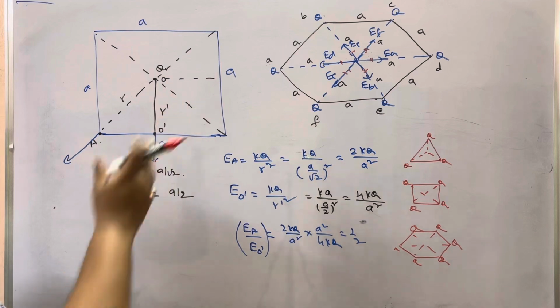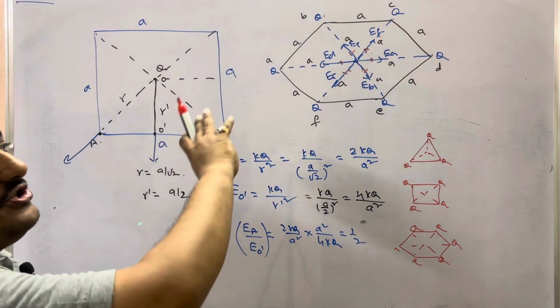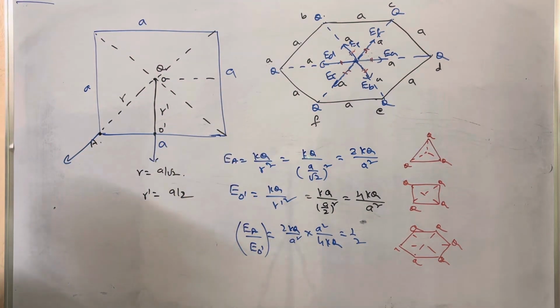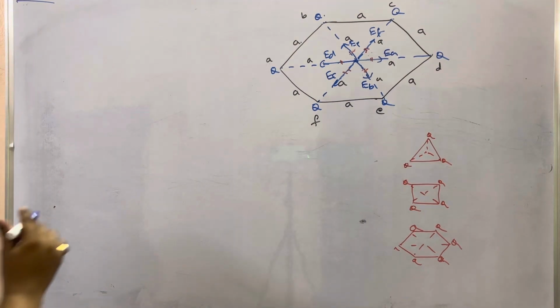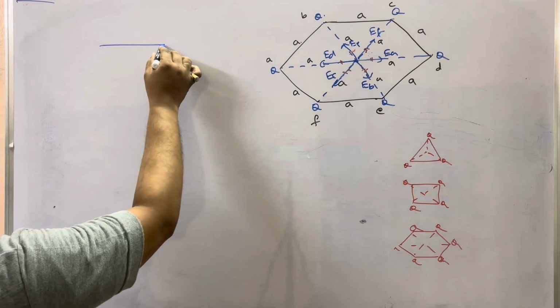If the charges are interchanged with positive and negative signs, at that time, how are we going to get the answer? If the charges are interchanged, same hexagon.